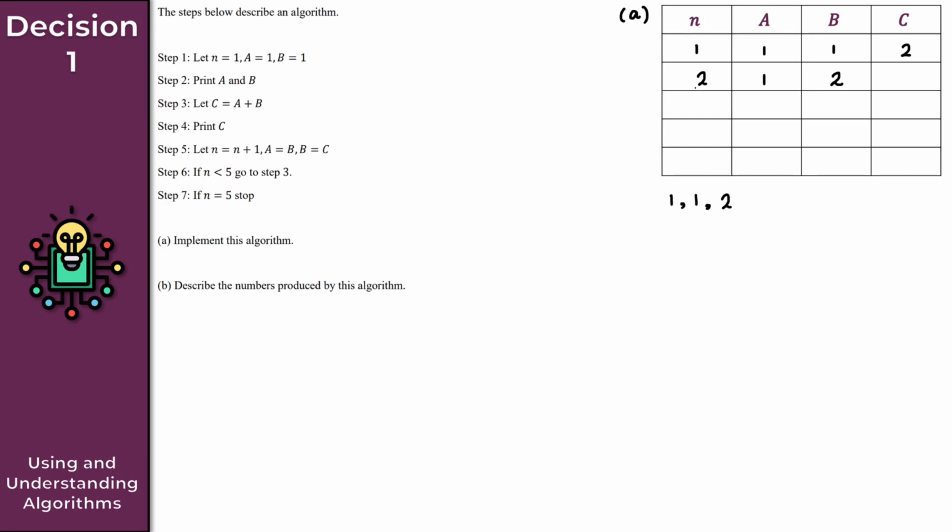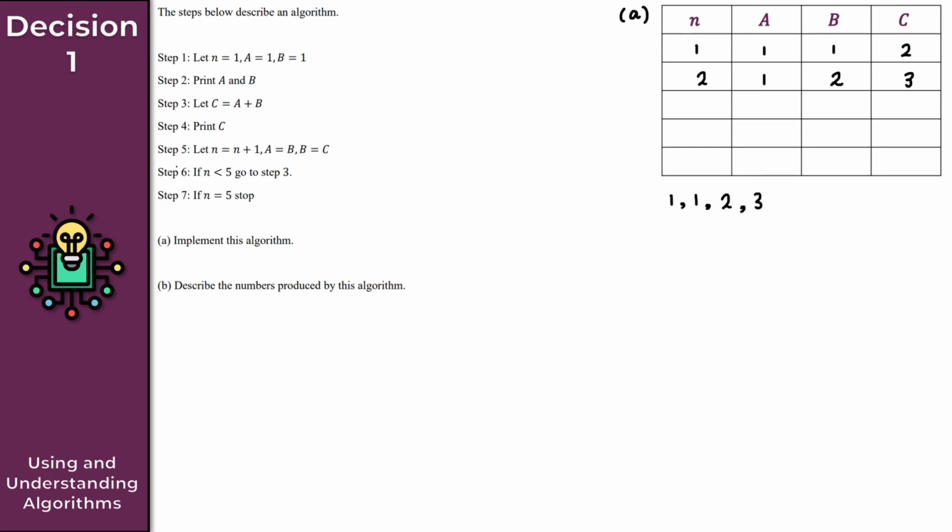Now for step 6 then, if n is strictly less than 5, we go back to step 3, which in this case, clearly 2 is strictly less than 5. So in that case then, we just go back to step 3. And again, all we do here is we let c be equal to a plus b. So a plus b here, 1 plus 2 gives us 3. Okay, we then print c. So again, I go underneath my trace table here and just print this value of c.